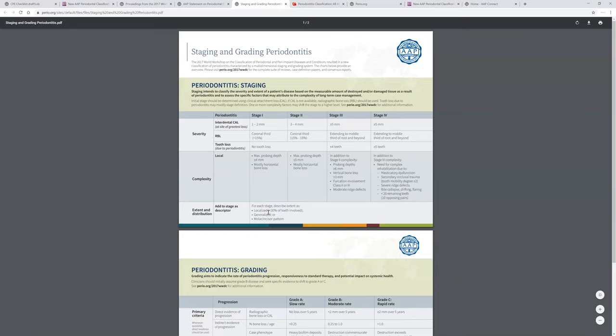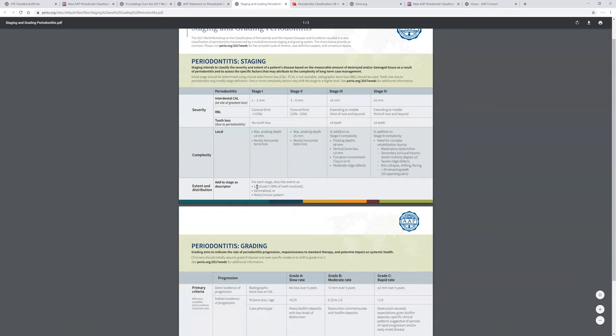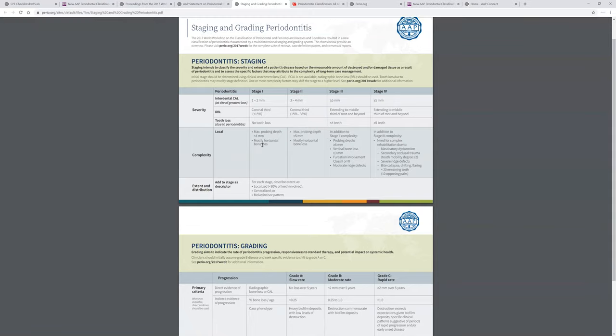And then you have to say, well, is it localized or is it generalized? Because even if your patient has, let's say, 4 millimeter pockets in all of their molars and premolars, but they don't have any fives, you might be thinking they have a lot of fours. That's not good. That's worse than somebody who has one 4-millimeter pocket. So I want to put that in there, because if I just say that they're stage one, then that's not really helping, is it?